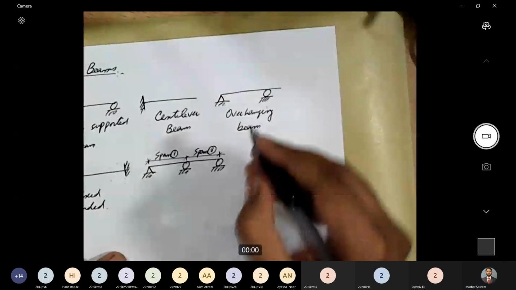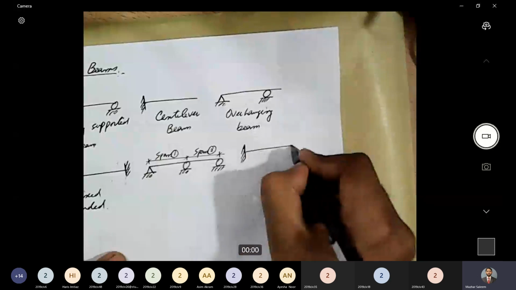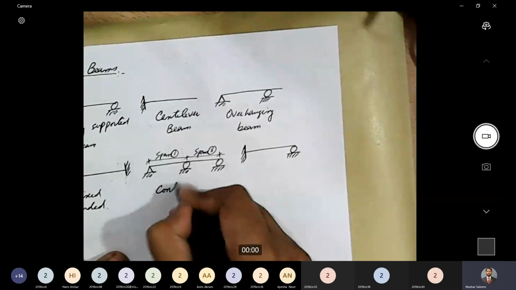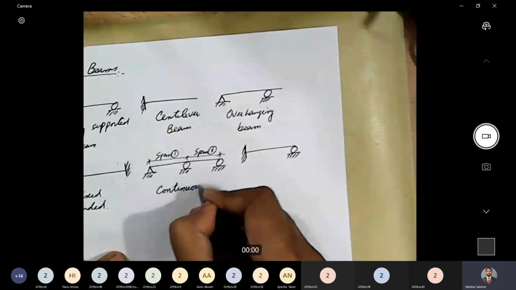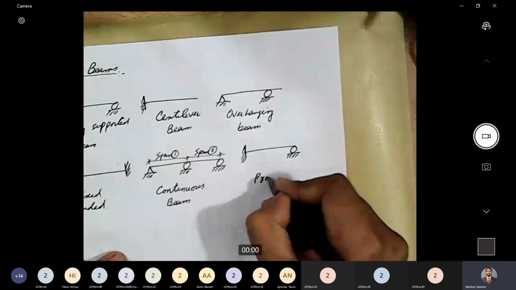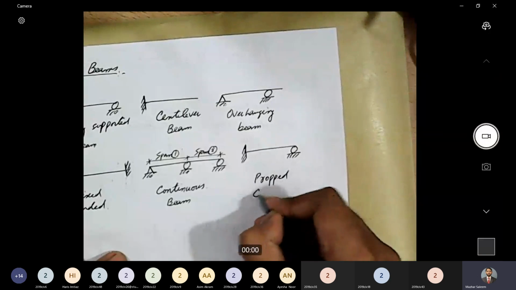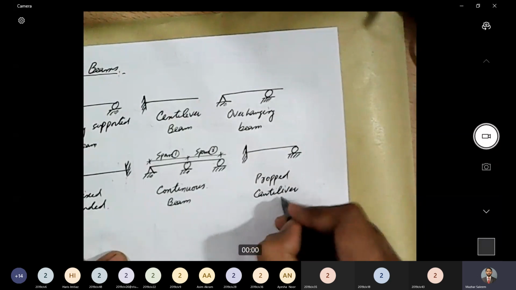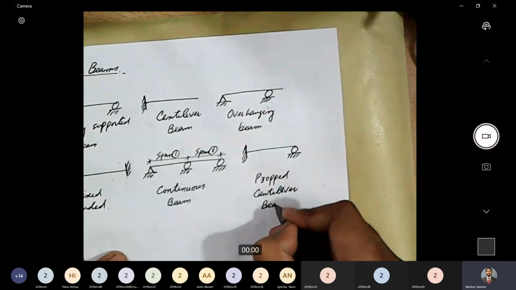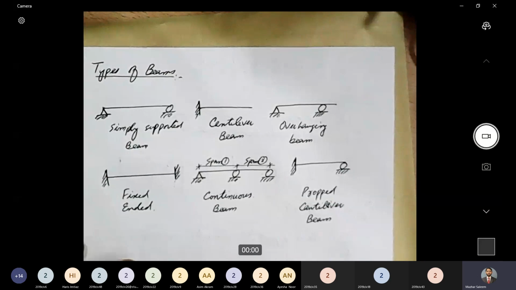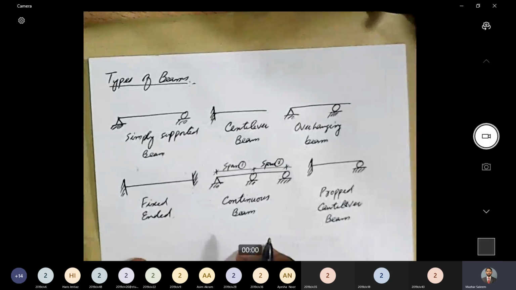And then the last type is the propped cantilever beam. This is a continuous beam. This is a propped cantilever beam. So these are 6 common types of beams. If you study the literature, you might find some other types as well, but these are the common ones. That is why we are covering them here.